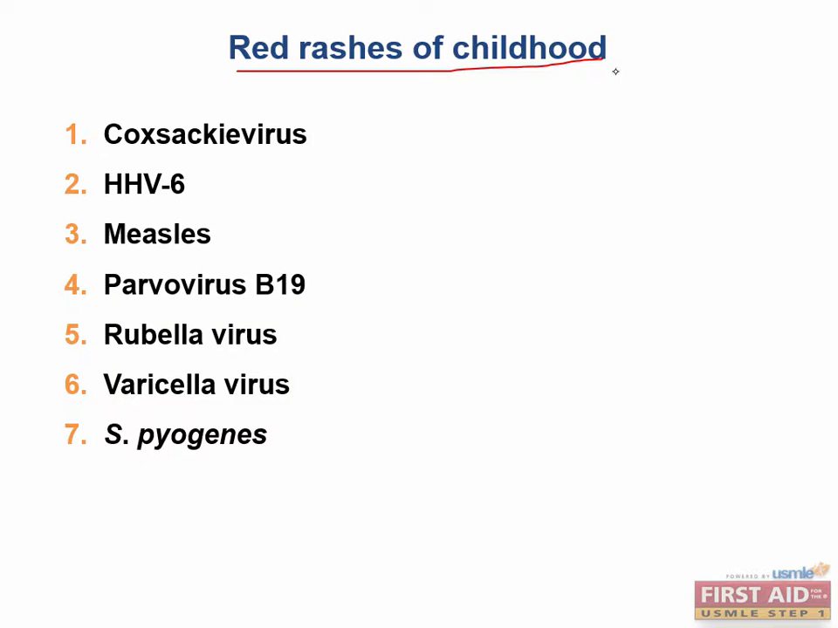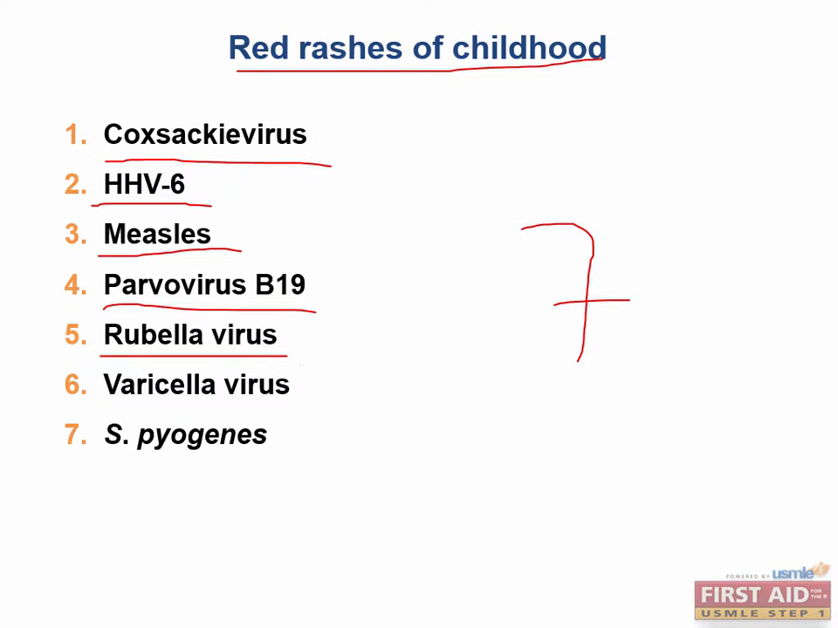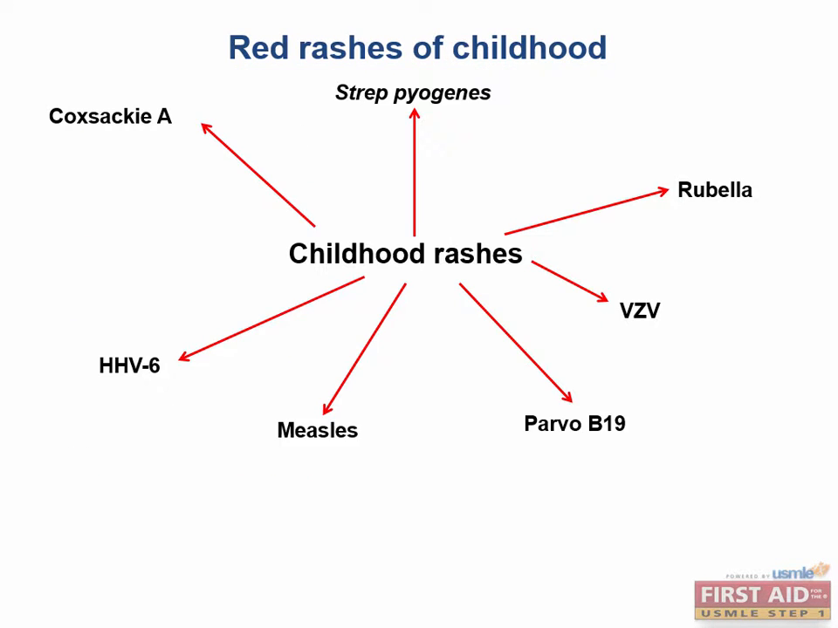There are 7 important rashes that are seen in childhood, and they're caused by Coxsackie virus, HHV6, measles, parvovirus, rubella, varicella, and strep pyogenes. Notice they're all caused by viruses except for the rash caused by strep pyogenes.